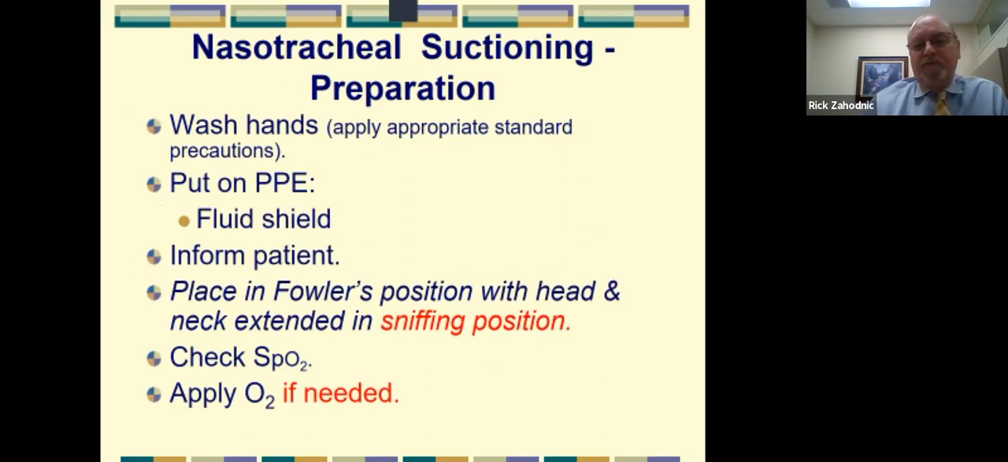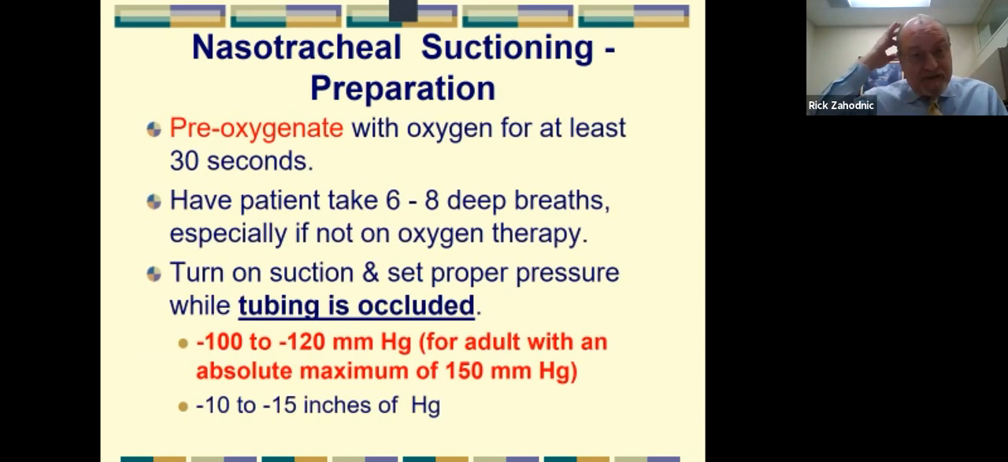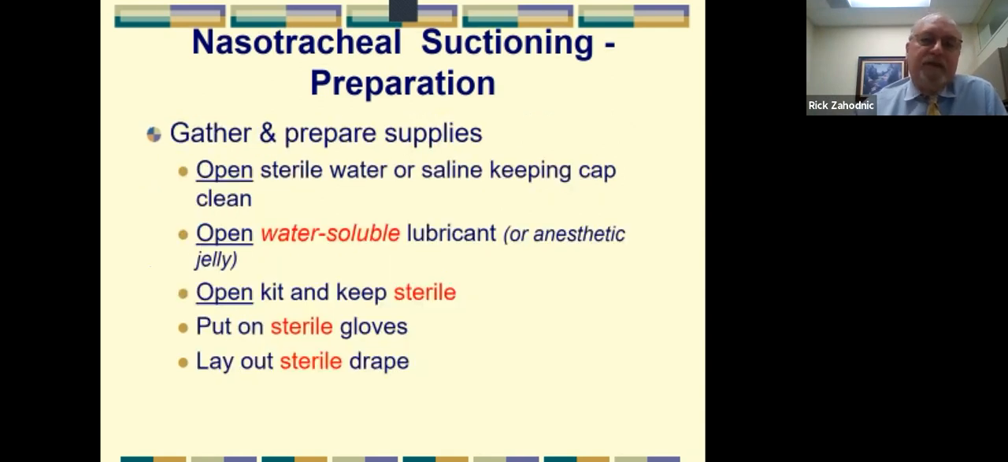Ideally, we want them in the high Fowler's position, and even in what we call the sniffing position. If you think about how you sniff, your head comes forward a little bit, so there's an extension of the neck and a flexion of the head. Apply oxygen as necessary. Ideally, it'd be great to pre-oxygenate the patient with some oxygen prior to the procedure. If not on oxygen therapy, you can at least have them take some deeper breaths. Turn on the suction and set the proper pressure while the tubing is occluded. And we'll demonstrate that during the PE.